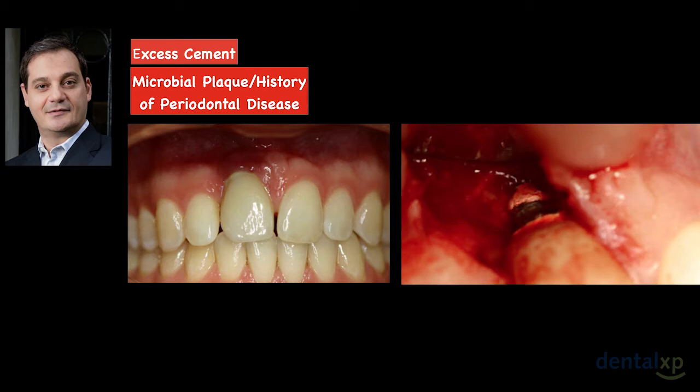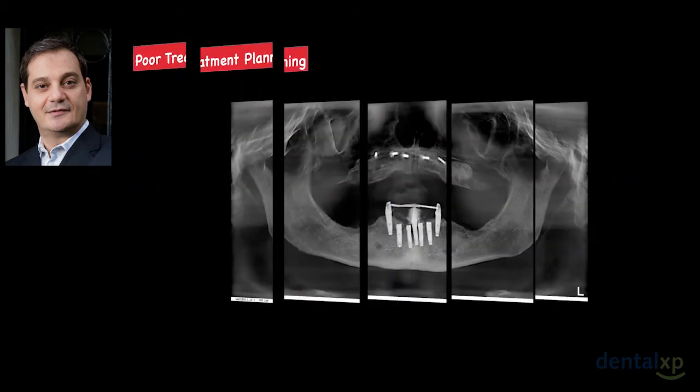And when we open the flap, you can see that the cement has seeped through the margins and gotten stuck onto the surface of the implant. Sometimes it's very hard to detect them radiographically, like you can see in this case where it was on the buccal side. So one has to be very careful when cementing the crown around an implant, and take every precaution to eliminate the increased risk of excess cement.